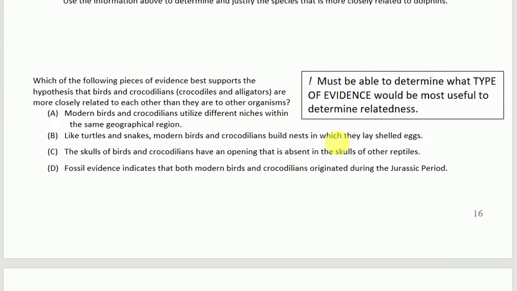Another example, which of the following pieces of evidence best supports the hypothesis that birds and crocodiles and alligators are more closely related to each other than they are to other organisms? So in this case, you have to be able to determine what type of evidence is going to be most useful. So let's look at these. Modern birds and crocodiles utilize different niches within the same geographical region. So that is no. Like turtles and snakes, modern birds and crocodiles build nests in which they lay shelled eggs. That's not really going to help us determine relatedness because a lot of things lay eggs.